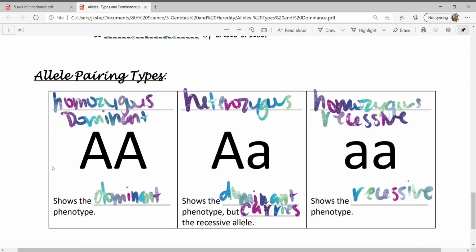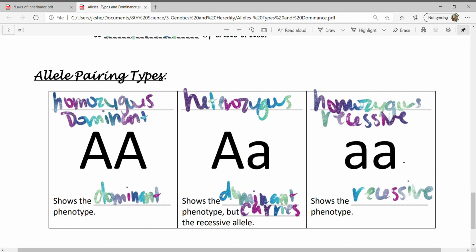Down here you should have some examples of these different types of pairing. So for the very first one, we have two dominant alleles, and because they are the same, we know that it's homozygous, and because they are dominant, we know it's homozygous dominant. And in this case, it will show the dominant phenotype because we have at least one dominant allele. Right here, we have two different alleles, so we call this heterozygous because we have one dominant, one recessive. Because there is at least one dominant allele, it will still show the dominant phenotype, but it will be a carrier of the recessive trait. So this can still be carried down through the generations.